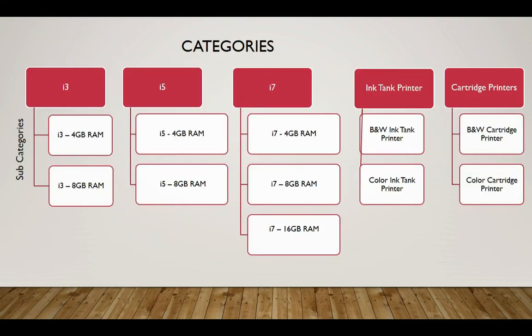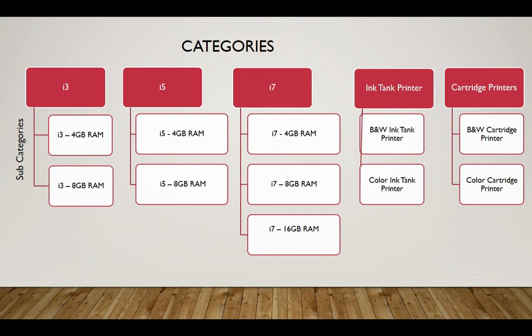So for the given products, I am going to create the following categories and its respective subcategories. I am going to categorize laptops by its processor type, and along with its processor type, I would be categorizing them according to its RAM size. And I am going to create categories for printers, which would be ink tank printer and cartridge printers. And among these printers, I would subcategorize them into black and white and color type of printers.